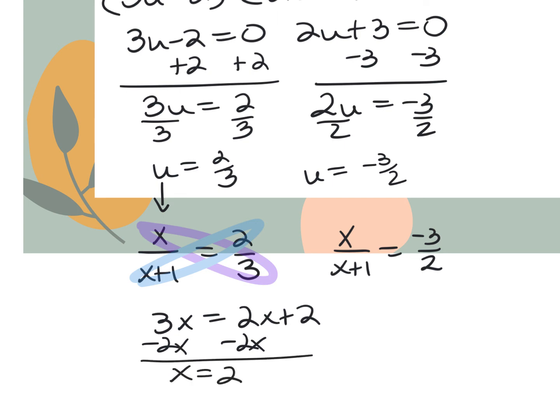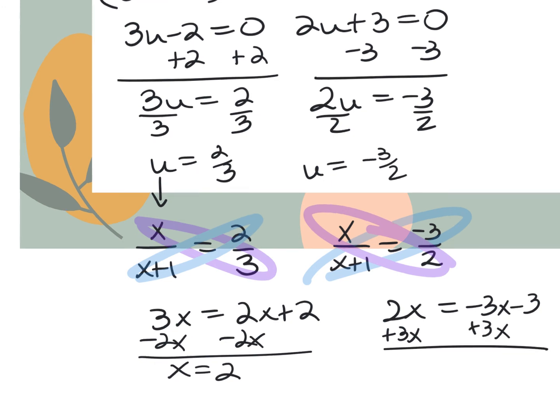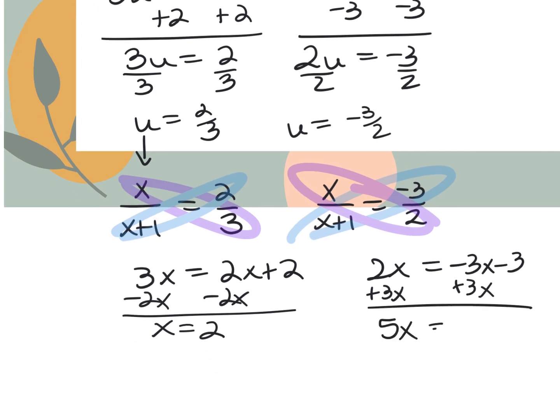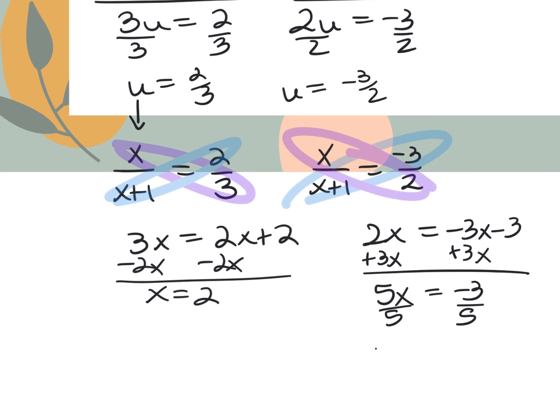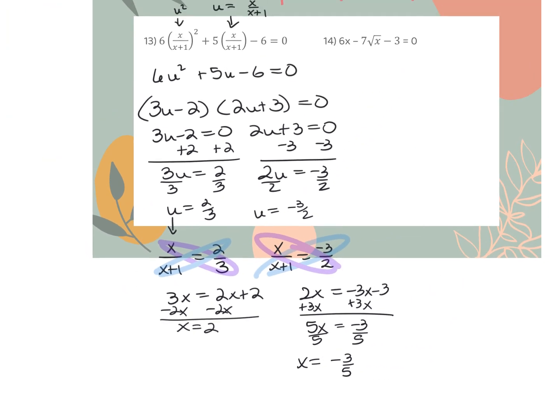Same thing on this one. Multiply diagonally, do the cross products. And then here I get 2x equals negative 3x minus 3. Add the 3x. 5x equals negative 3. Divide by 5. And x is equal to negative 3/5. Notice none of these are going to make any of my denominators a 0, so they're both good.